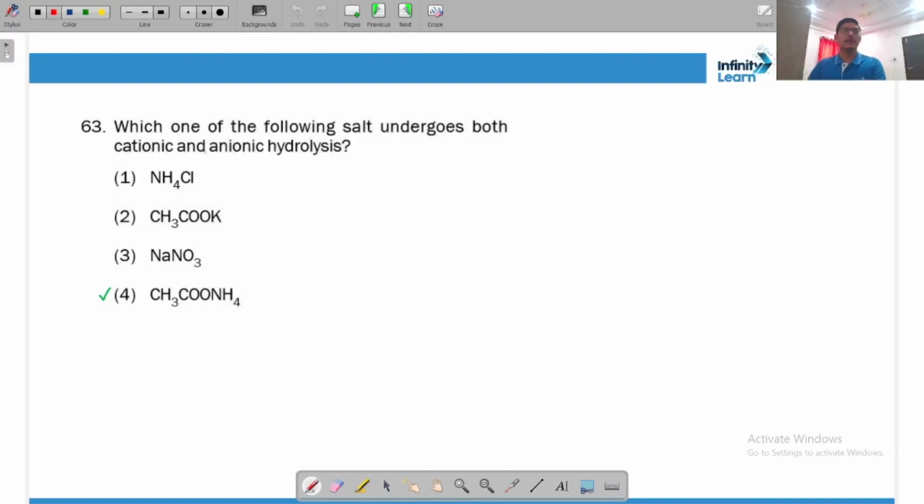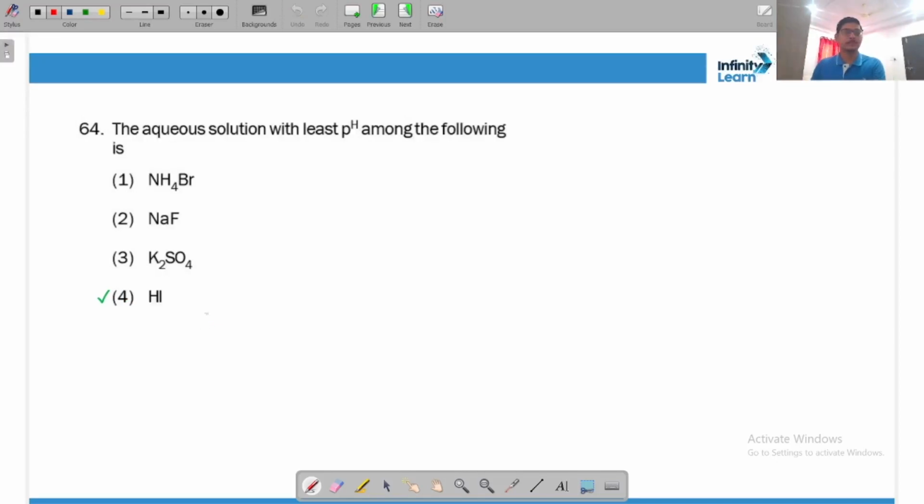Okay. Which one of the following salts undergoes both cationic and anionic hydrolysis? If the salt comes from a weak base, it undergoes cationic hydrolysis, and if the salt comes from a weak acid, then it undergoes anionic hydrolysis, right? So in this case, the acid is weak, acetic acid, and the base is weak, ammonia. So because both are weak, the conjugate parts will be strong and they both will undergo hydrolysis.